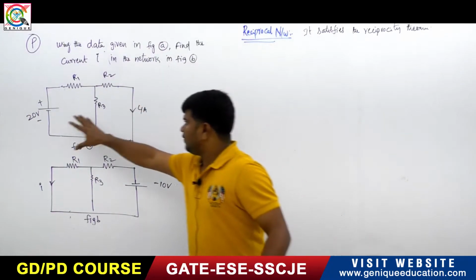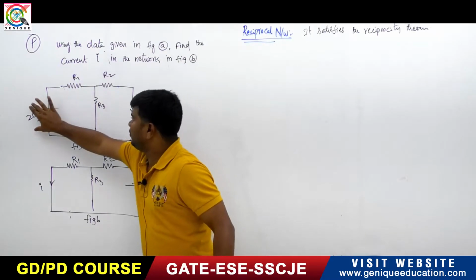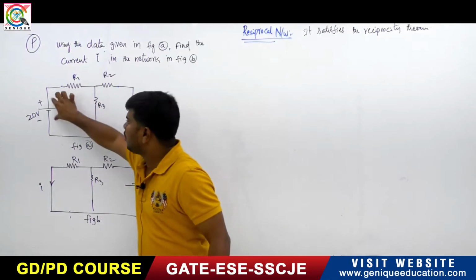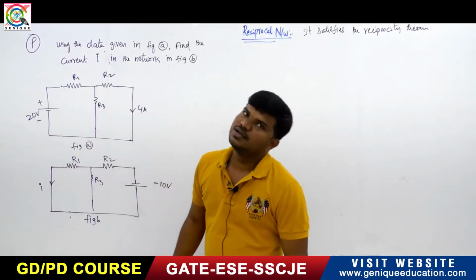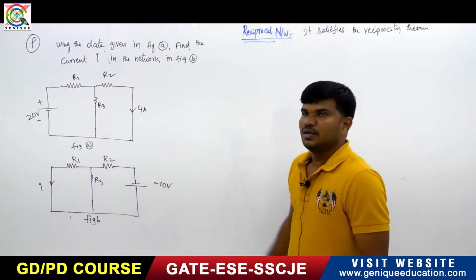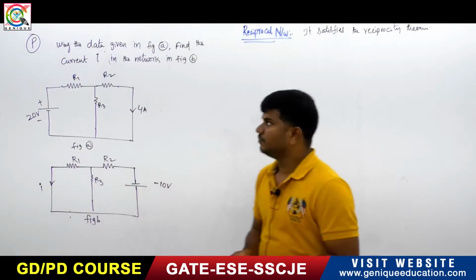That means, observe this: for this network, if you place this 20 volt source here, or if you place this 4 ampere source, it gives you the same answer. So there is no difference in the answer. That is what it says.